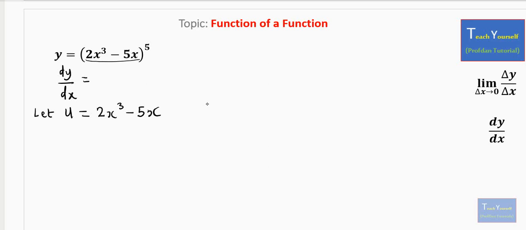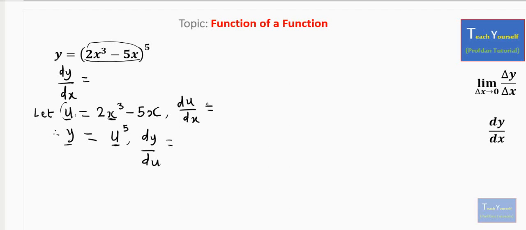And now therefore our y becomes, since this has been represented by u, u to the power 5. So now we have a function of a function. y is a function of u, and u is a function of x. So here you need your du/dx, differentiating variable u with respect to x, and here you need your dy/du, differentiating y with respect to u.